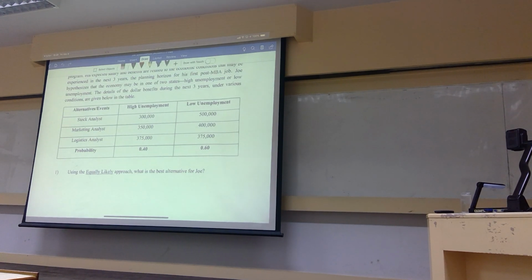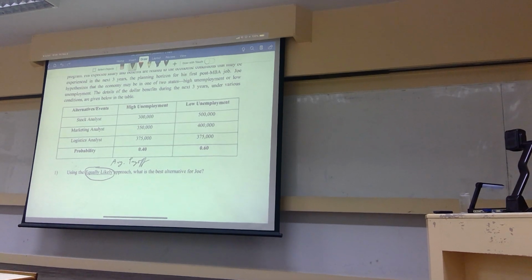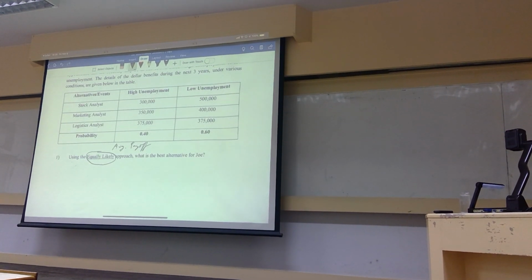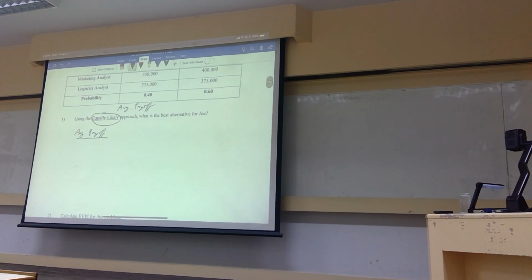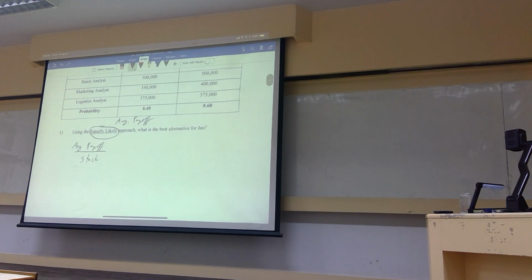If you remember yesterday when we talked about equally likely, it means that we use the concept of average payoff to calculate. So using equally likely means we're going to calculate the average payoff for all the alternatives, compare among them, and select the alternative that provides the highest average payoff. So in this case, I try to find the average payoff for the first one, the stock analysis.